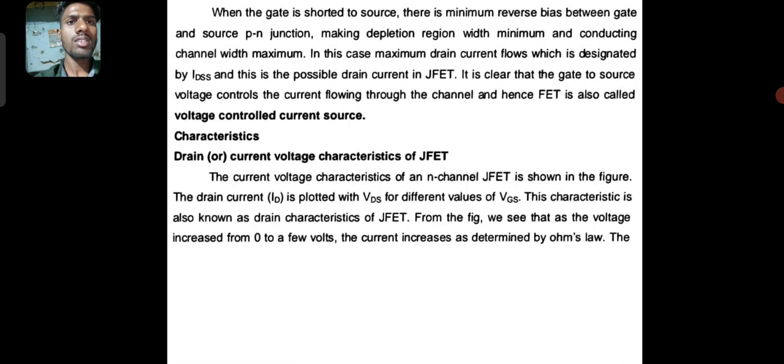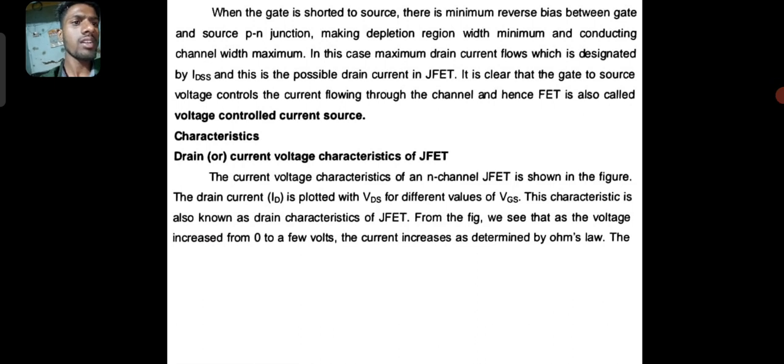Drain or current voltage characteristics of JFET. The current voltage characteristics of an N-channel JFET are shown in the figure. The drain current ID is plotted with VDS for different values of VGS. The characteristics are also known as drain characteristics of JFET.